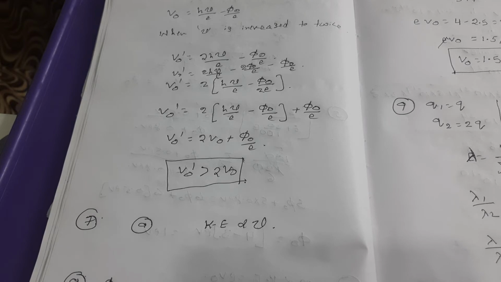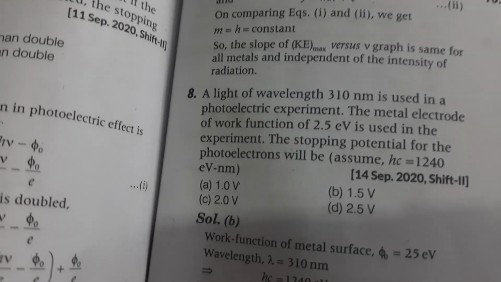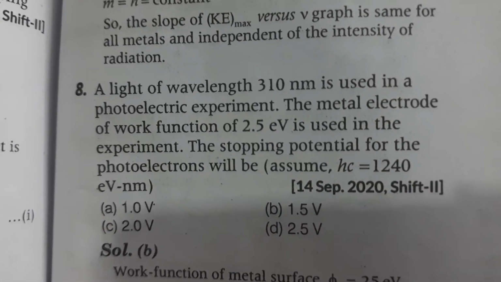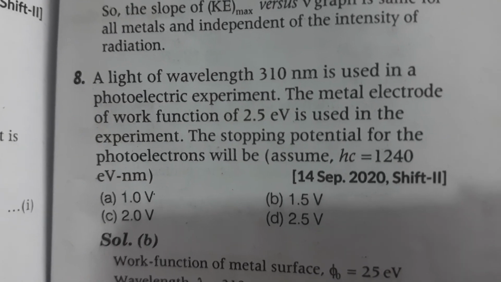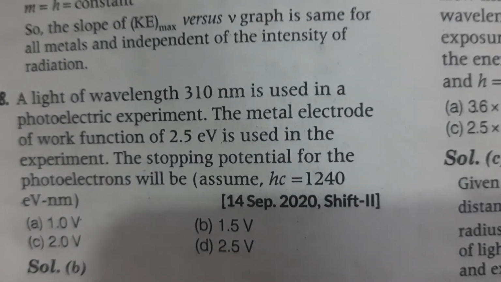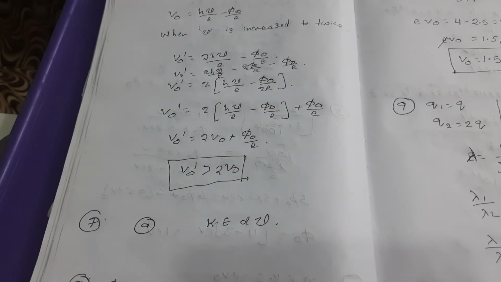Then come to the eighth question. This is also based on Einstein's equation only. A light of wavelength 300 nanometers is used in a photoelectric experiment. The metal electrode work function they have given, wavelength they have given, and we should find out the stopping potential of the photoelectrons. They have given hc equals 1240 electron volt nanometers. Already I said 12,400 angstroms. Instead of angstroms they have taken the nanometer.